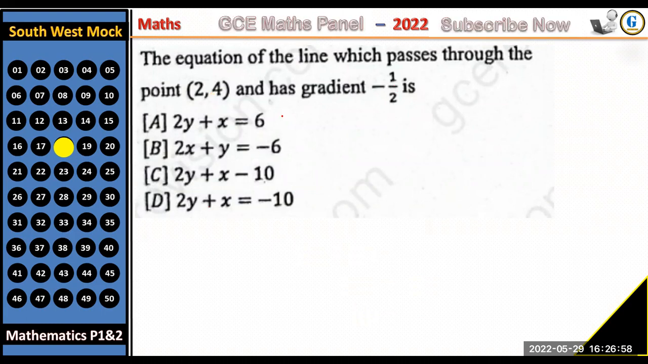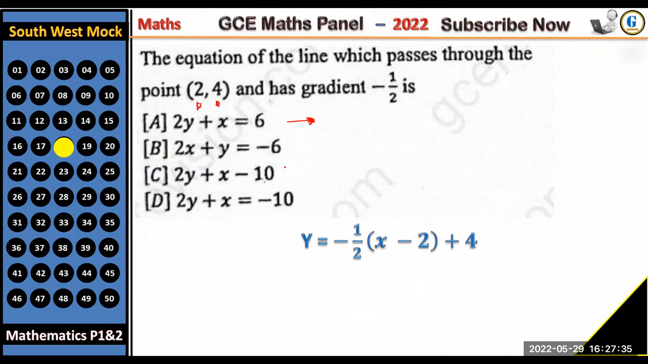So each of these equations, for this first one, the gradient is minus a half. However, you can proceed by just forming this equation. How do we get the equation of a line that passes through one point with a given gradient? It is given by y is equal to that gradient into x minus the x value of that point, which is 2 in our case, plus y1. Or we can say y minus y1 equals gradient into x minus x1.